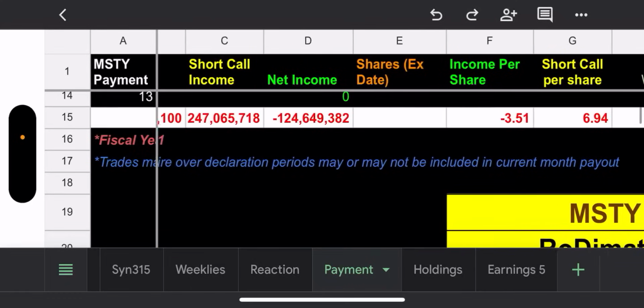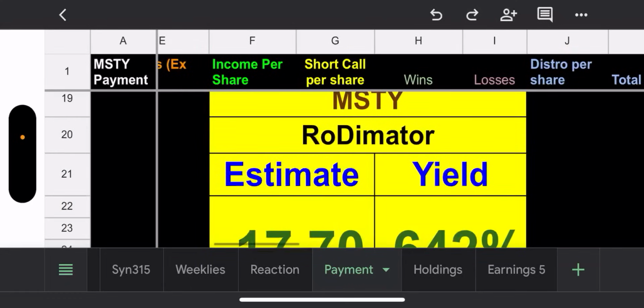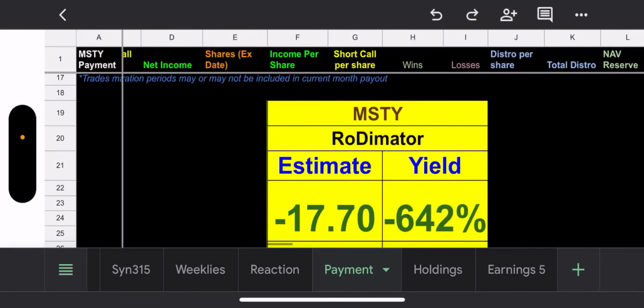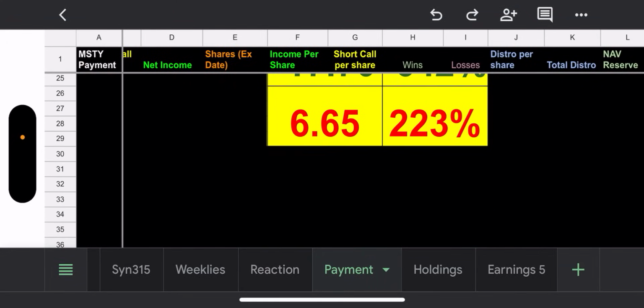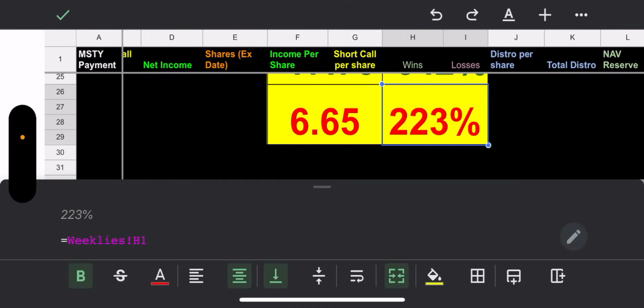This is like the end all be all. This is the mother lode, this is what matters, the payment tab. So yeah, like I said, the Rodimeter, it's really used for the weeklies, but I do have backup here. This pulls the IV that's from the weeklies tab, which obviously, yes, it's very high.